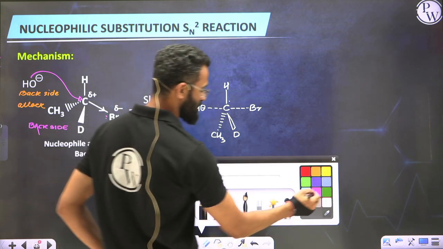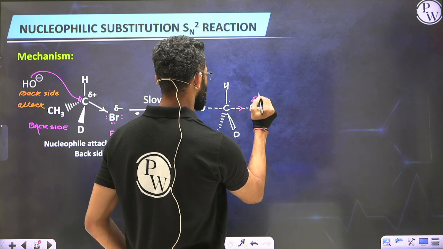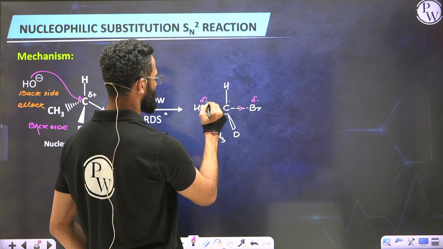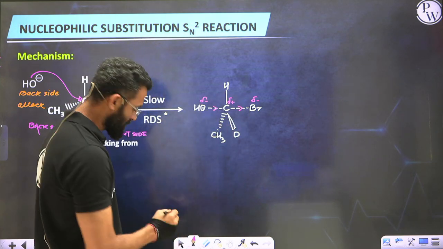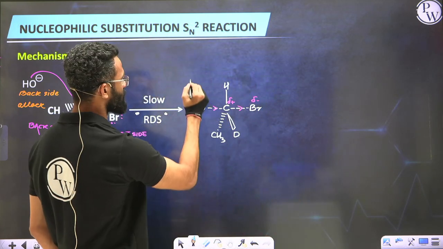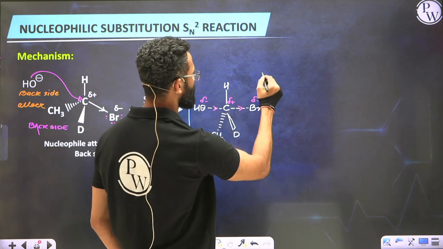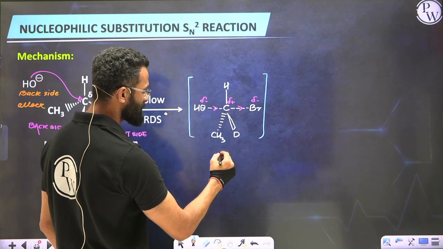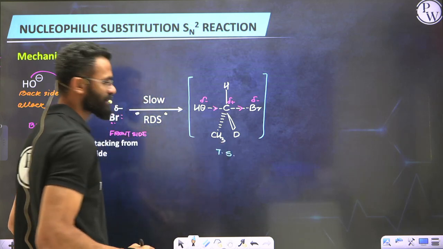It's just that carbon-bromine bond is in a process of breaking, so this is delta minus. Oxygen-carbon bond is in a process of making, so even here we have got delta minus, and here we have got delta plus. This is a temporary state of a molecule where carbon is pentavalent. Hence, the energy of this molecule will be very high. Such a highest energy state of molecule is what we call it as transition state.